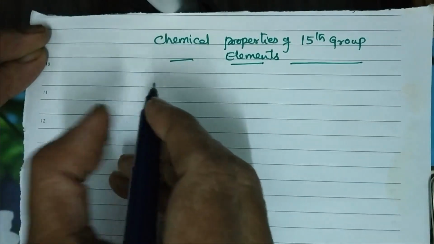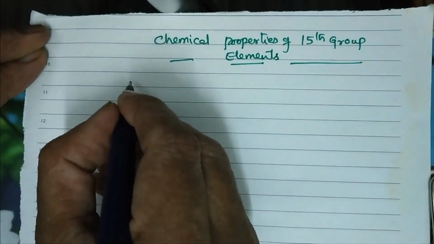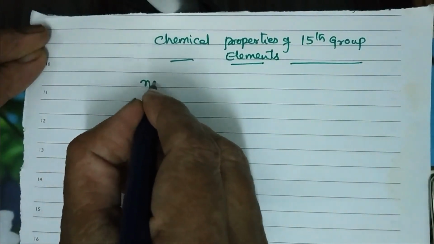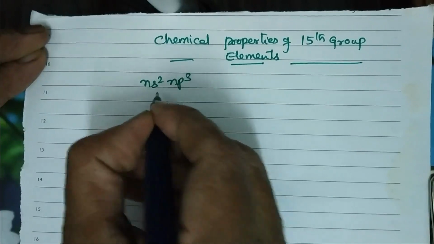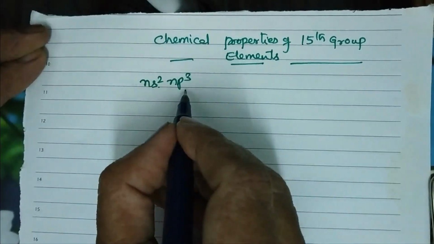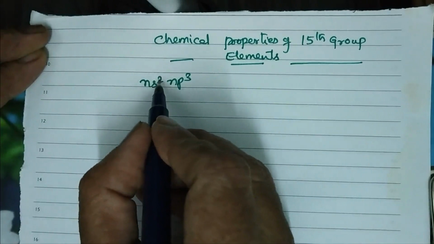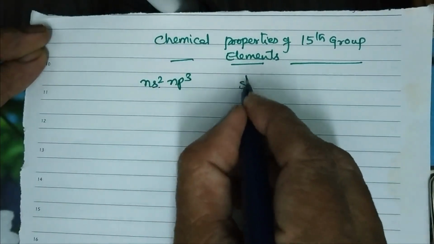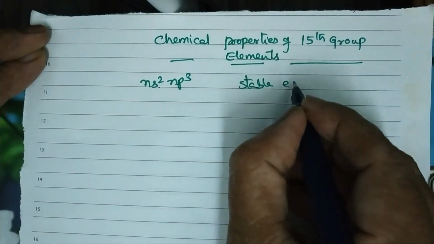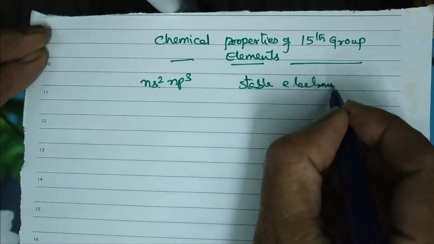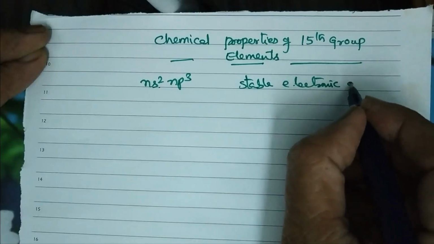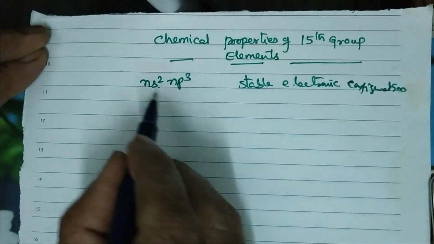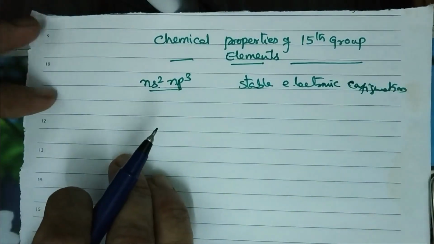Oxidation state depends on the electronic configuration. So the general electronic configuration of 15th group elements is ns2 np3. The s orbital is completely filled, whereas the p orbital is half filled. So it is a stable electronic configuration. That is about the electronic configuration of the 15th group elements.